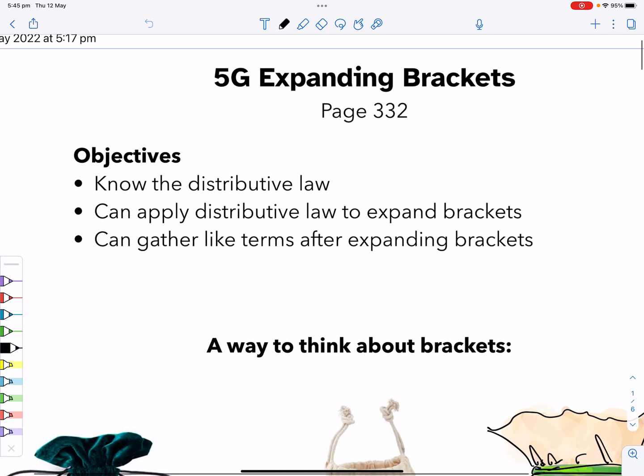Here we go. So we've got to make sure we can do the following. So we know what the distributive law is. Can you use it to expand brackets, and can you gather up like terms once you are done? Before we get into the actual distributive law, I do want to emphasize a visual of what brackets are, because if you understand a bit better what a bracket is like, then a lot of the maths operations we do with them should make a bit more sense. Whether we're doing a bracket and then there's a power next to it, for example.